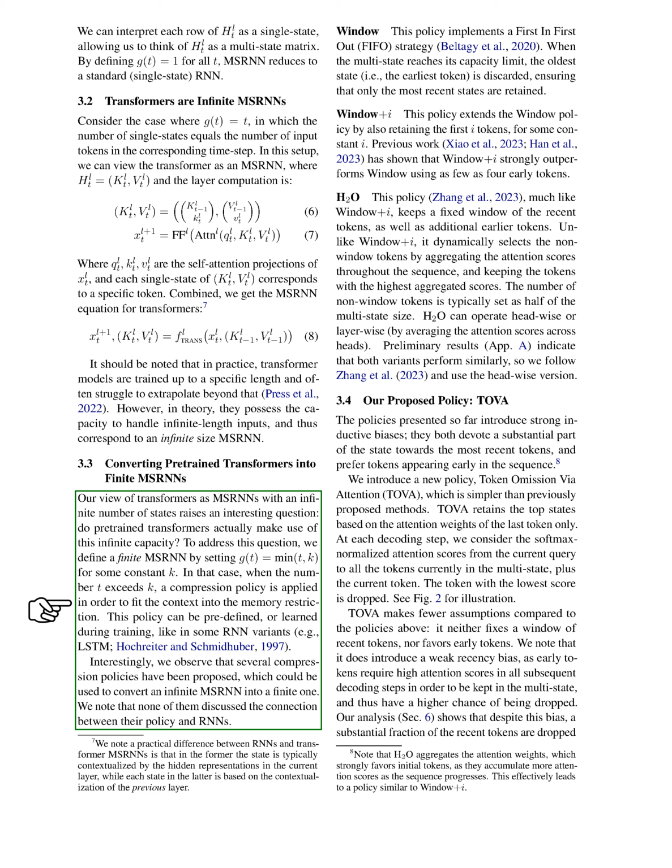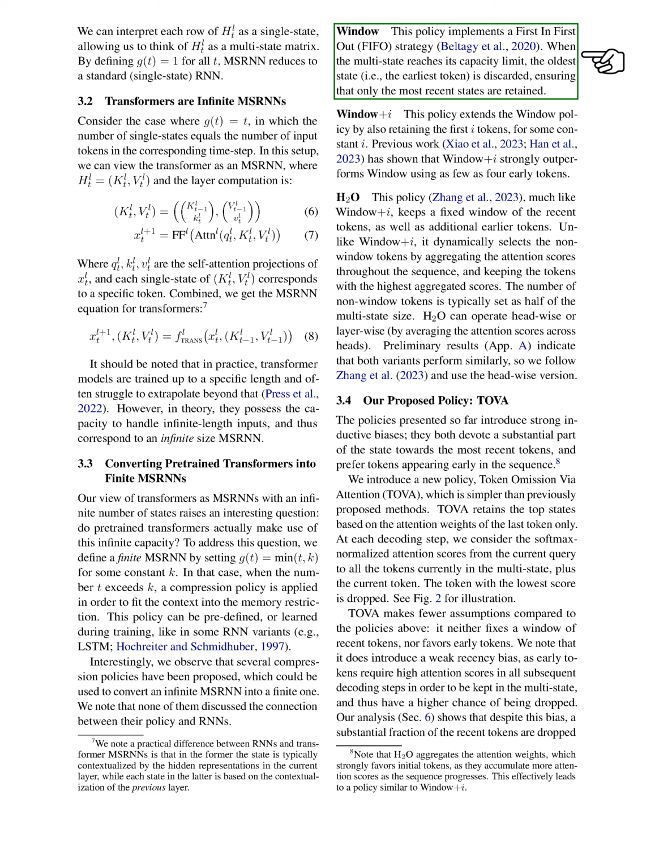We've observed that several compression policies have been proposed, which could be used to convert an infinite MSRNN into a finite one. One such policy implements a first-in first-out (FIFO) strategy, where the oldest state is discarded when the multi-state reaches its capacity limit. Another policy extends the FIFO strategy by also retaining the first few tokens. Previous work has shown that this policy significantly outperforms the FIFO strategy using as few as 4 early tokens.